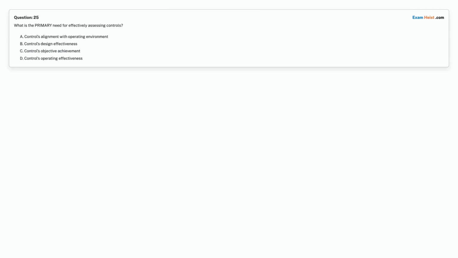Question 25. What is the primary need for effectively assessing controls? Option A. Controls alignment with operating environment. Option B. Controls design effectiveness. Option C. Controls objective achievement. Option D. Controls operating effectiveness. Choose the correct answer.